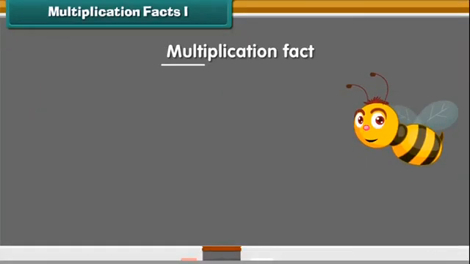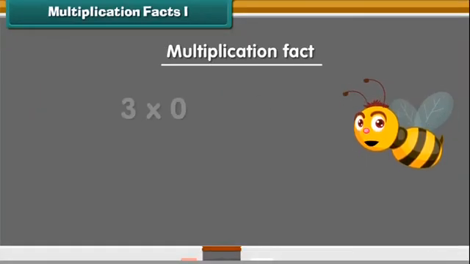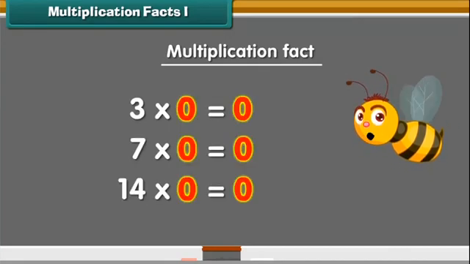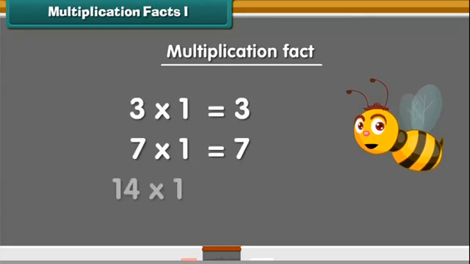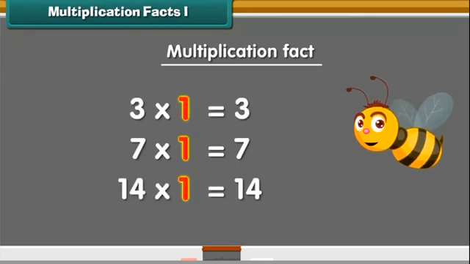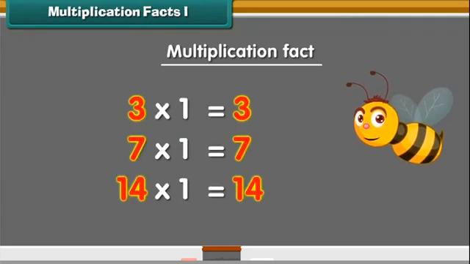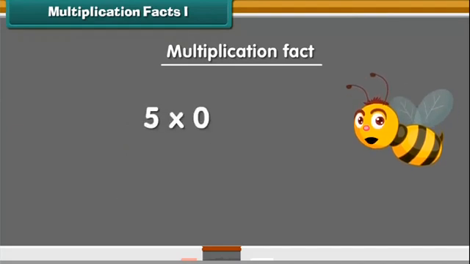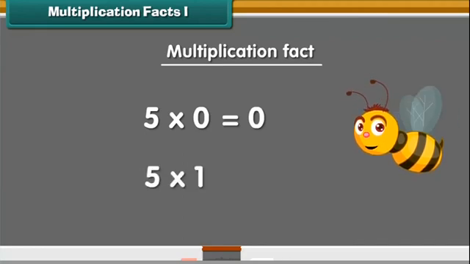We start with some multiplication facts. Any number multiplied by 0 is always equal to 0. A number multiplied by 1 is equal to the same number. Example, 5 multiplied by 0 is 0. 5 multiplied by 1 is 5.